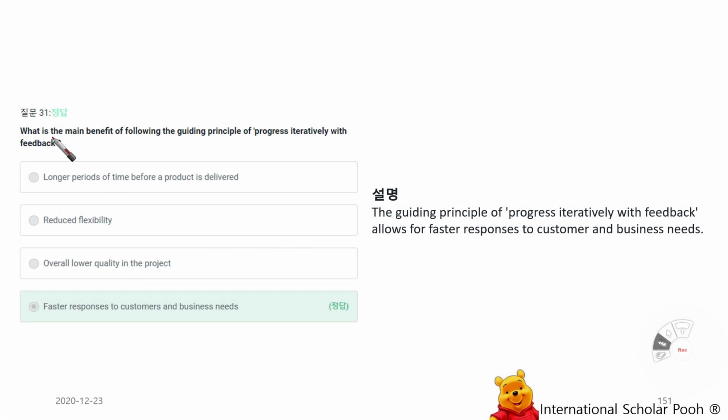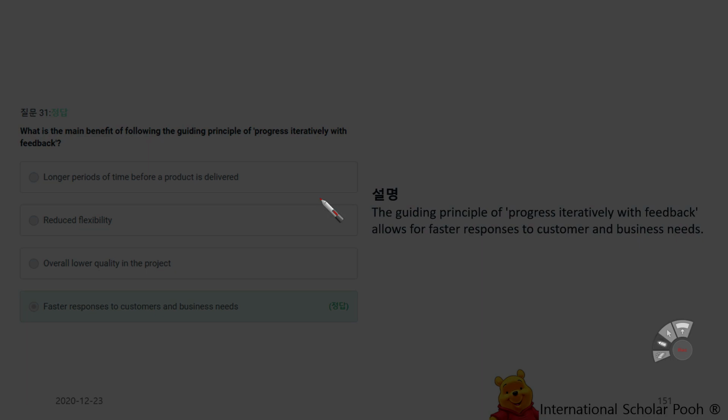What is the main benefit of following the guiding principle of progress iteratively with feedback? Faster responses to customers and business needs. The guiding principle of progress iteratively with feedback allows for faster responses to customer and business needs.